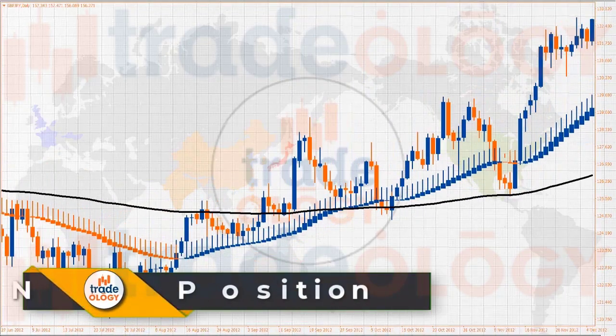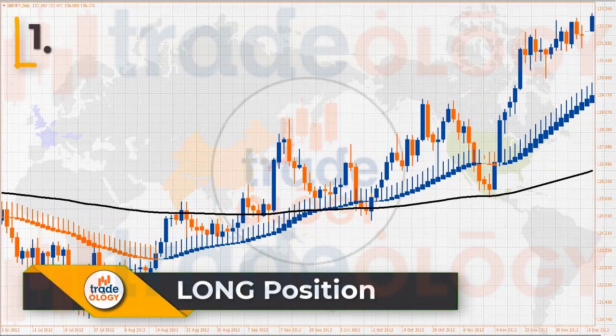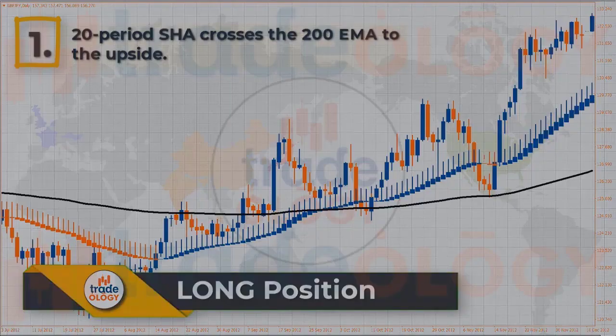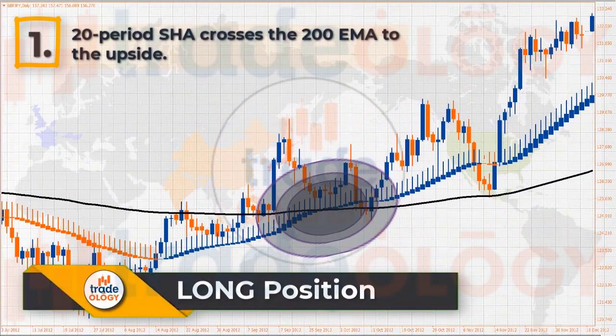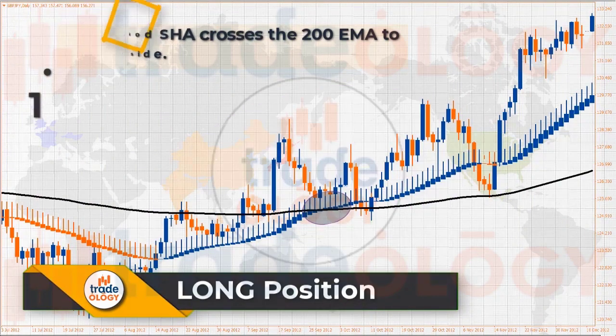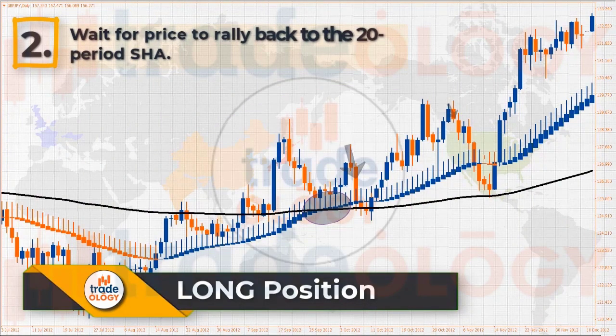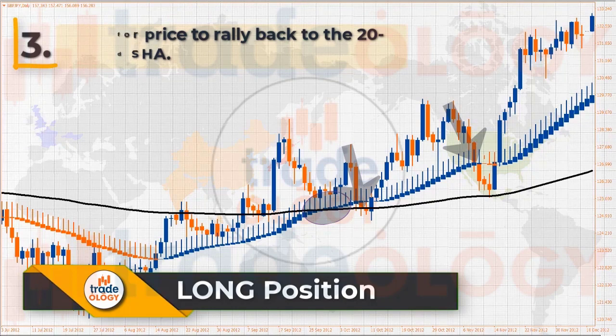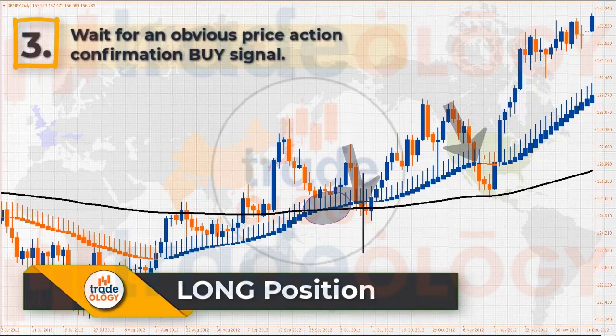Buying rules, or long position. Rule number 1. The 20-period smooth Heiken Ashi crosses the 200-period exponential moving average to the upside. Rule number 2. Wait for price to rally back to the 20-period smoothed Heiken Ashi. Rule number 3. Wait for an obvious price action confirmation, buy signal or setup to form in the market.